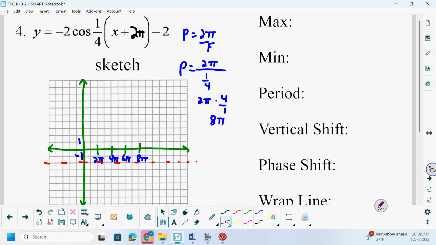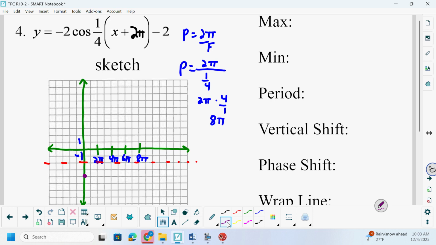Cosine starts off of the wrap line. Because we have -2 in front of the cosine, that means we'll start 2 below the wrap line. So the first point we plot is always somewhere on the y-axis. Cosine again is off the wrap line, in this case 2 below. At our next tick mark value, we'll be on the wrap line.